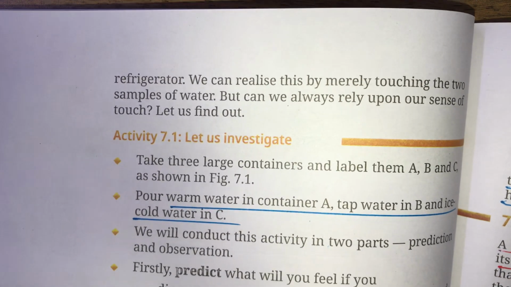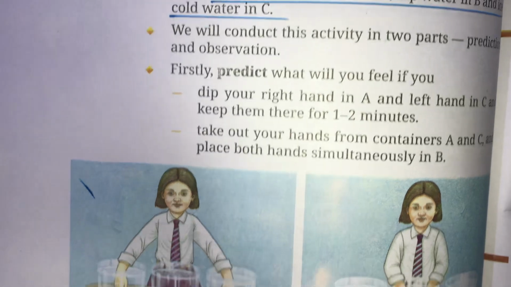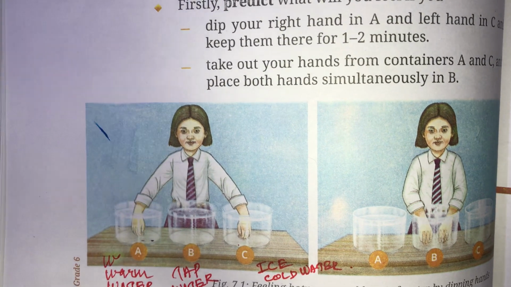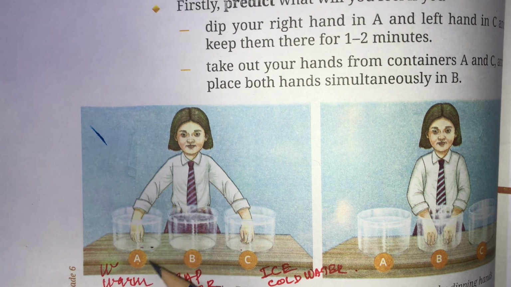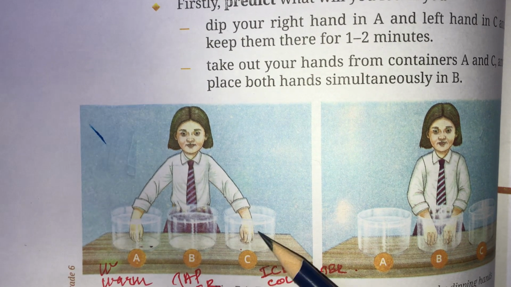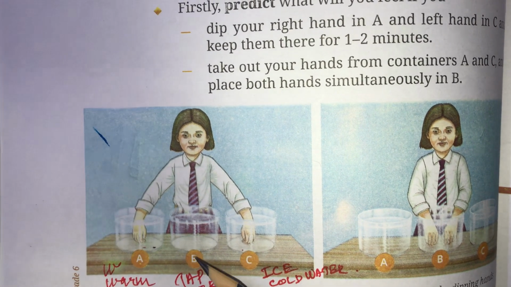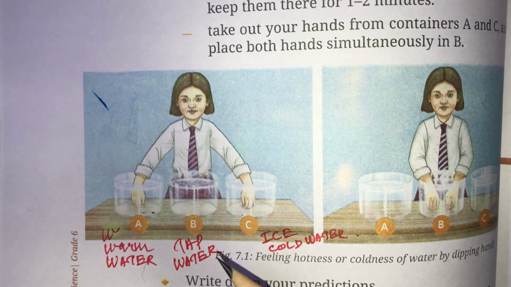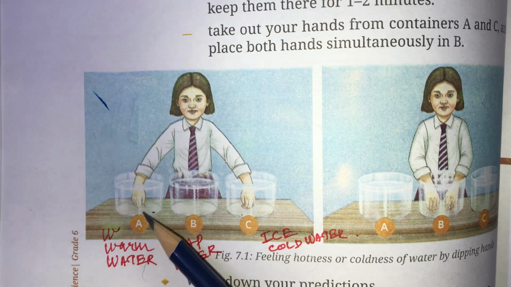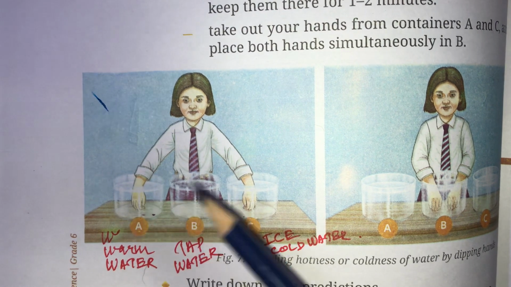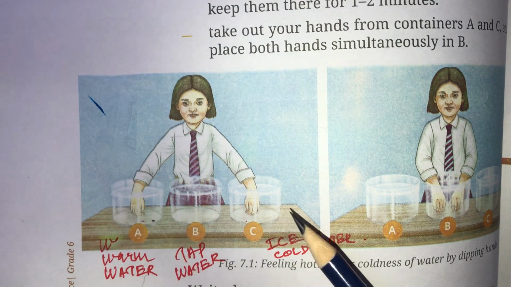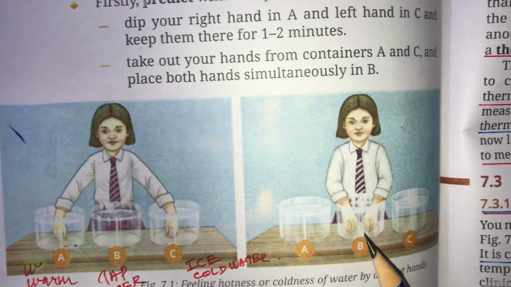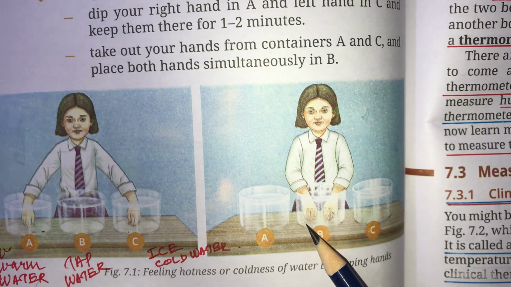Here another activity is given. Three containers are kept in front of the girl. One end is warm water, the other end is chilled water from the refrigerator, and in the middle, ordinary temperature tap water is kept. Now the girl keeps her hands on either side, in the warm water and the chilled water. Suddenly she takes out her hands and keeps them in the middle, in the tap water.